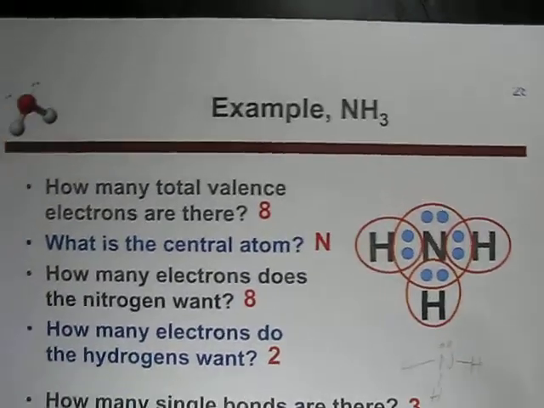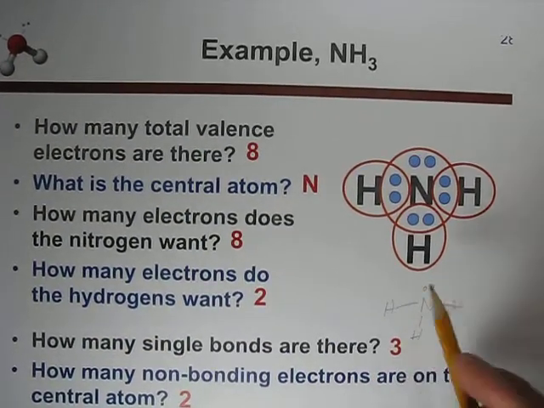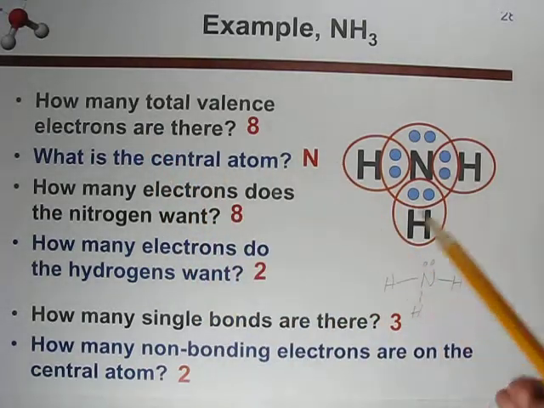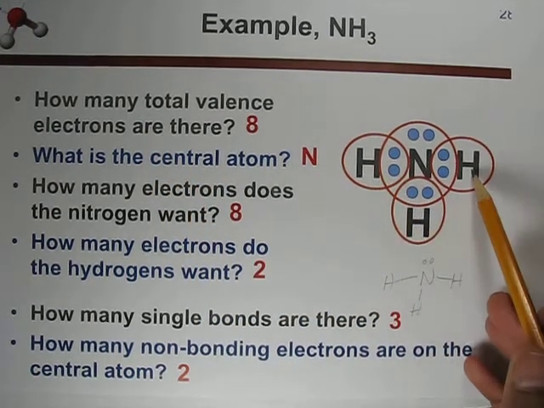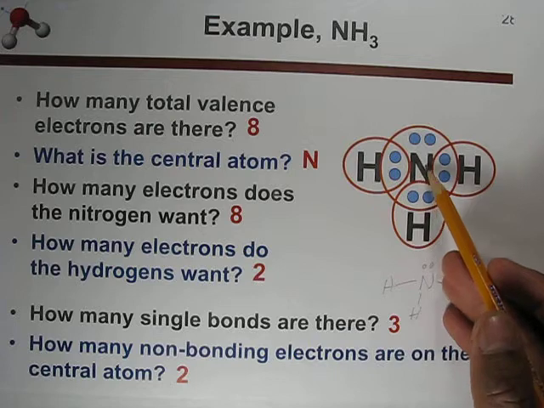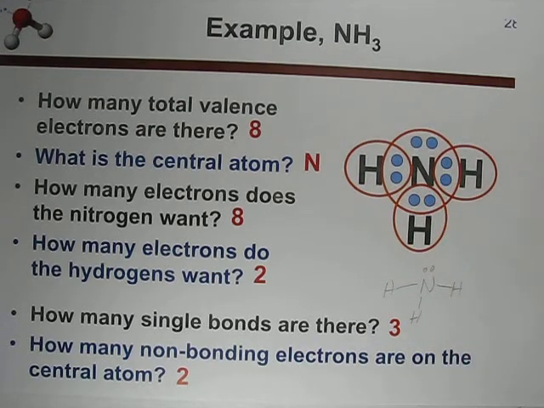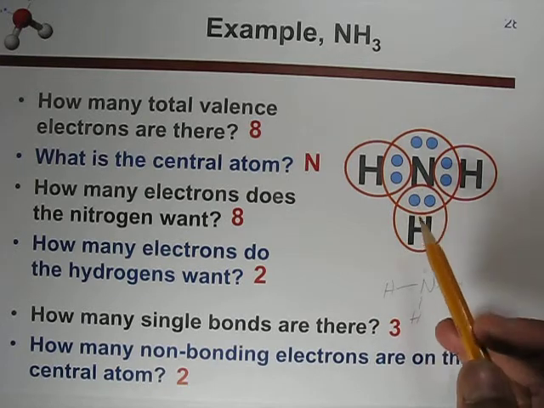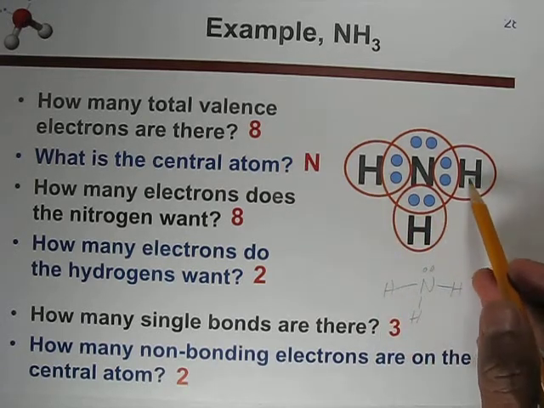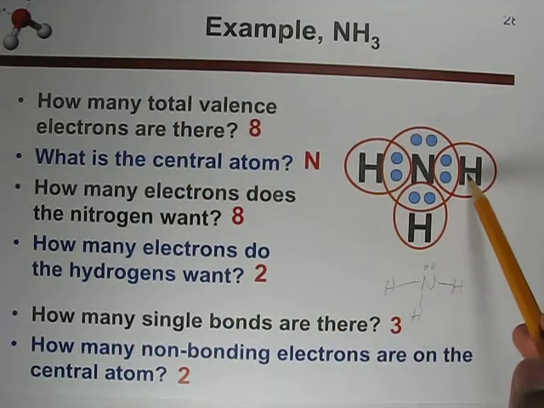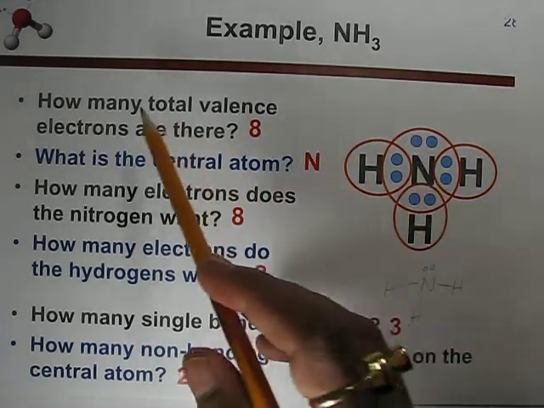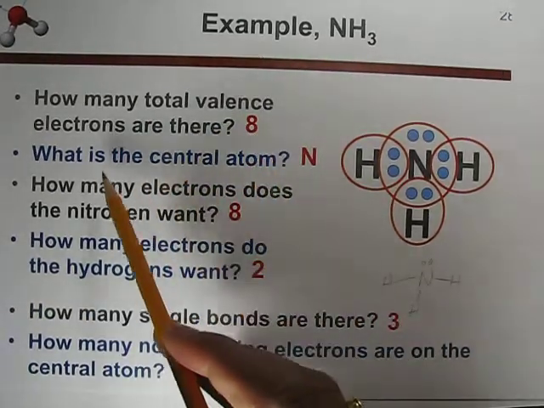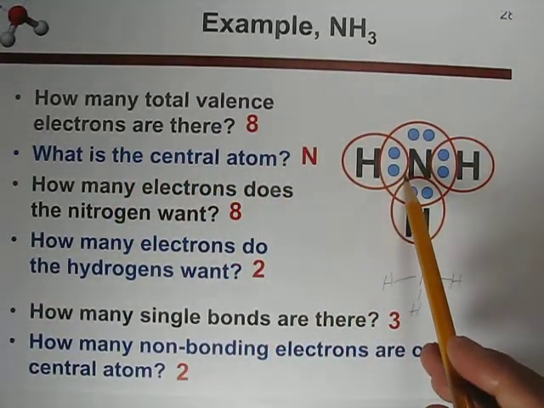So let's see one more example, ammonia. Ammonia has nitrogen and 3 hydrogens. Nitrogen has 5 electrons in its outermost shell, which is 5 valence electrons, and each hydrogen has 1. So 3 from hydrogen and 5 from nitrogen, so the total valence electrons will be 8. What is the central atom? Nitrogen is the central atom.